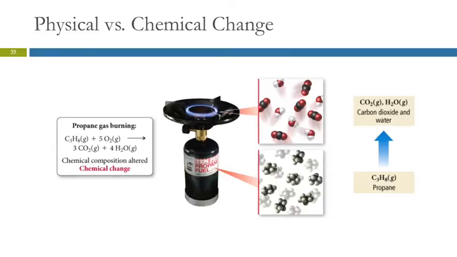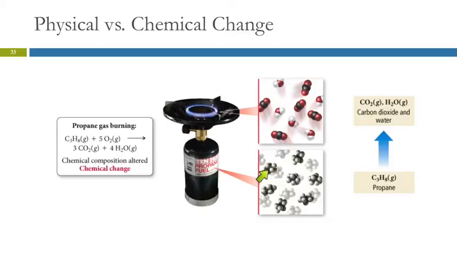This is an example of a chemical change. Propane burning. So here's a little propane tank with a burner on it. Here's the propane. The formula is C3H8. We'll learn more about that later. But the molecules look like this. There are hydrogen and carbon.